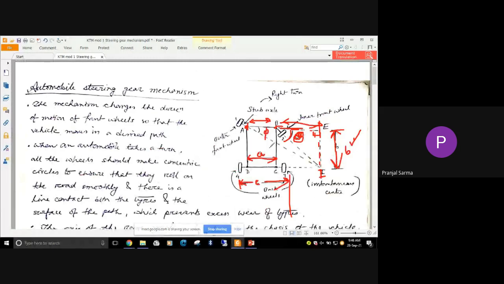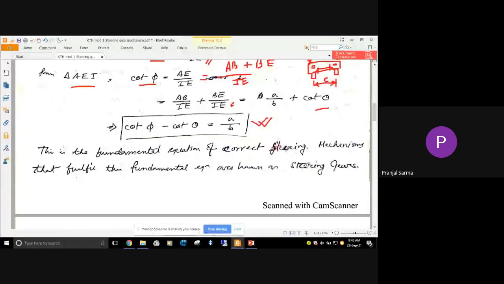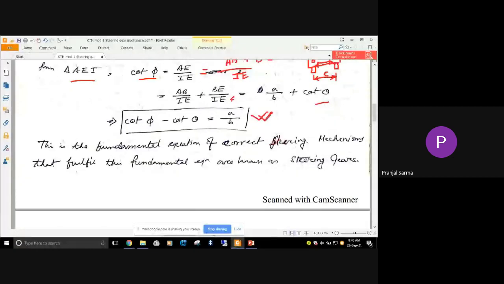And what about a and b? a is the distance between the front pivots, and b is the wheelbase. This is very important. Understood how we have derived this? It is very easy to derive, but you must understand.